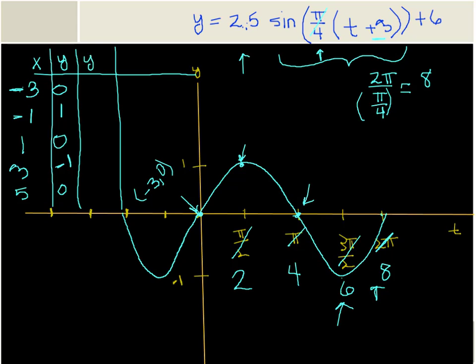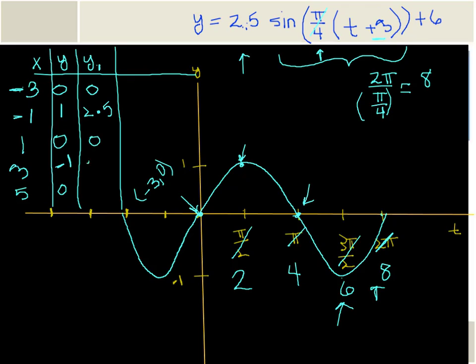So you can call it whatever. I'll call it y1, just because it's real hard for me to write on this board. So y1, well, this is 0. This is 2.5. This is 0. This is minus 2.5. And of course, this is still 0, right? So now I took care of that.